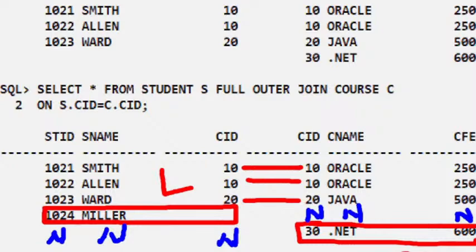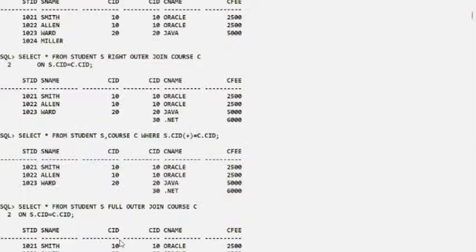Now, the same thing, if I want to write it in non-ANSI, any guesses? Tell me: select star from student S, comma, course C, where S dot CID plus equals to C dot CID plus.